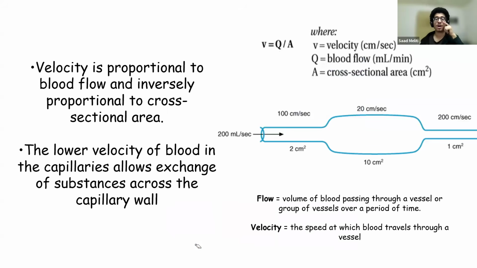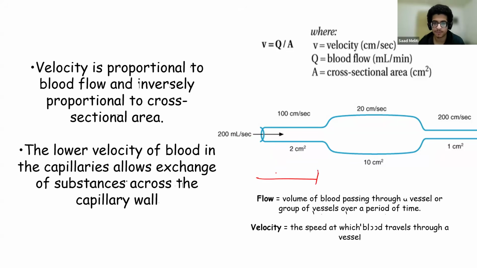So now we're going to move on to, this is the velocity, okay? So we're going to see why capillaries have the slowest blood velocity. So we have an equation. It doesn't have a name. It's just v, which is velocity, equals the blood flow divided by the cross-sectional area, okay? We're going to define flow and velocity now. Flow is the volume of blood passing through a vessel or group of vessels over a period of time. So let's say this point right here, we can say that 200 milliliters are passing through this point every second, okay? That's very different from velocity.